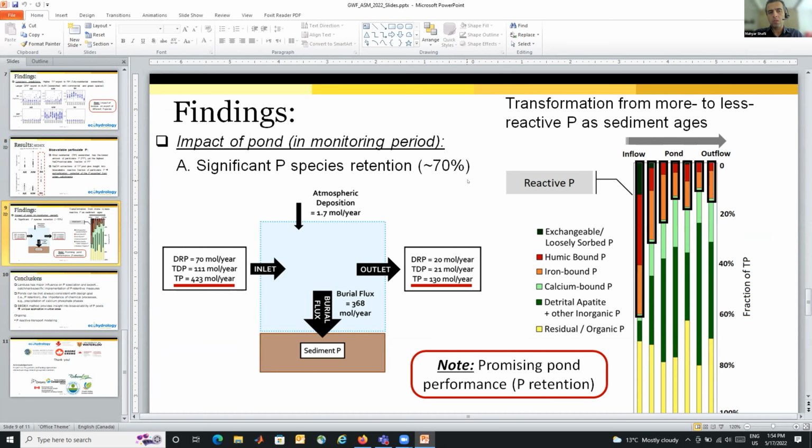So we would believe that these ponds, if they are not really old, like they're not close to being full, can really retain phosphorus well, especially if chemical processes are enhanced in the system.